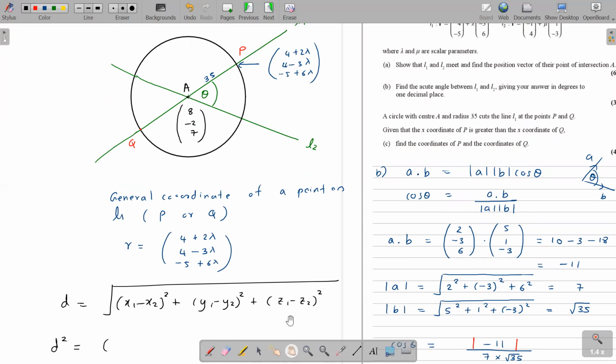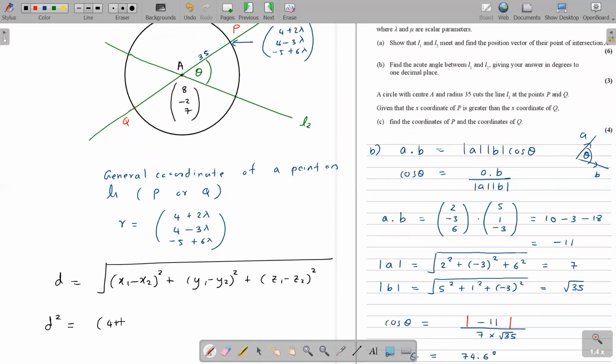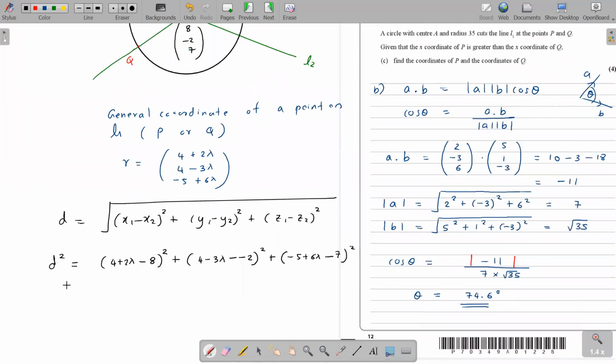So let's input x1 minus x2: 4 plus 2 lambda minus 8, squared. Y1 is 4 minus 3 lambda, y1 minus y2 is minus minus 2. Do you see the way I'm applying this? Plus z1 is minus 5 plus 6 lambda, z1 minus z2 is 7. Are you with me? The distance we know, right? Distance is 35, so 35 squared.